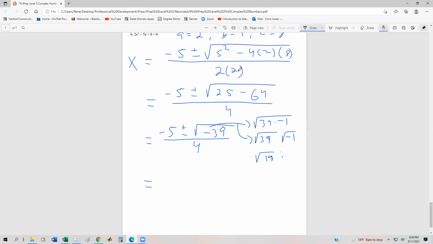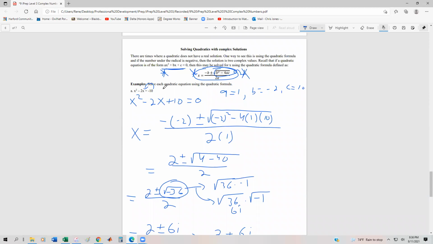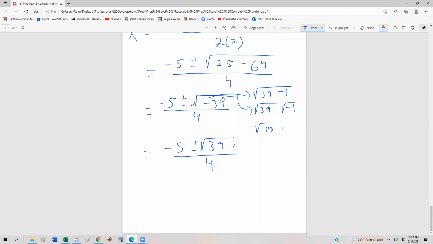And so we're just going to substitute that back into our numerator. Instead of the square root of negative 39, we're just going to write the square root of 39 times i over 4. And then finally, I think our directions say to write it in the form a plus bi. So we're going to write this as negative 5 over 4 plus or minus the square root of 39 over 4 times i. And that's probably the best that we can get with this. Great. So hopefully this video helps you to understand how to solve these quadratics that have complex solutions.